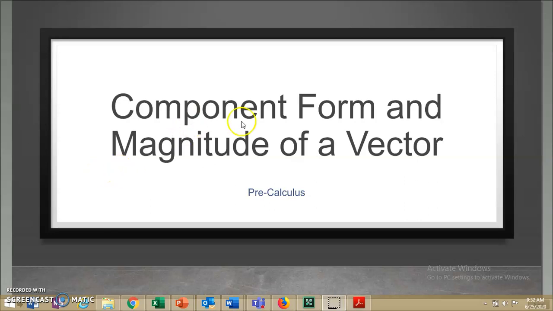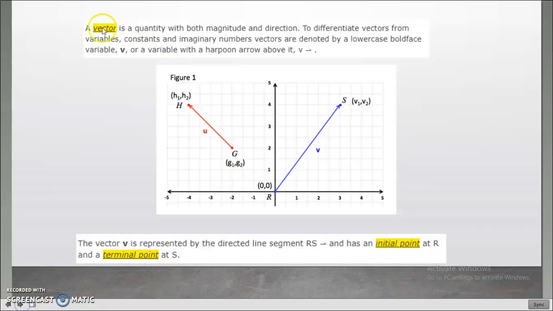Hello, let's talk about component form and magnitude of a vector. So first, a vector is a quantity with both magnitude and direction.